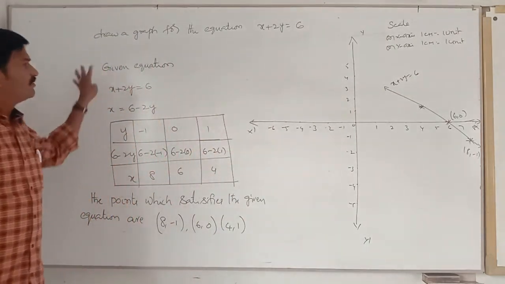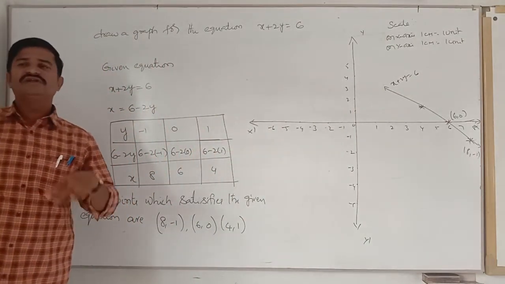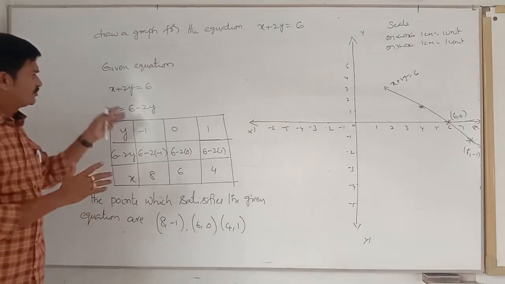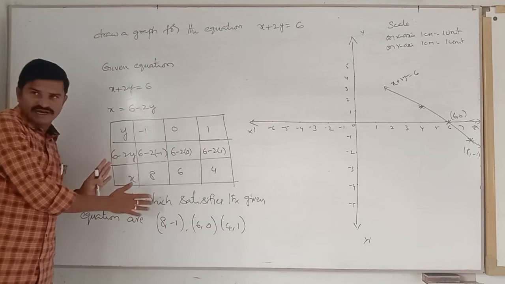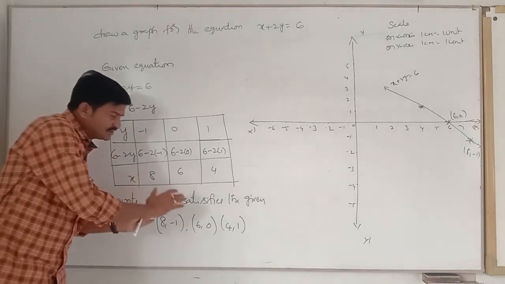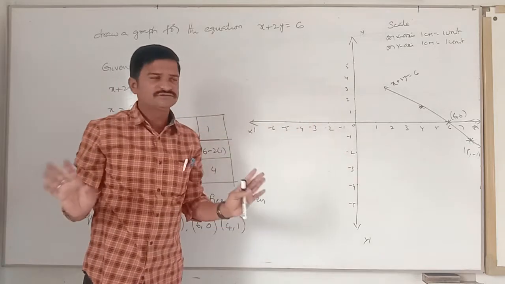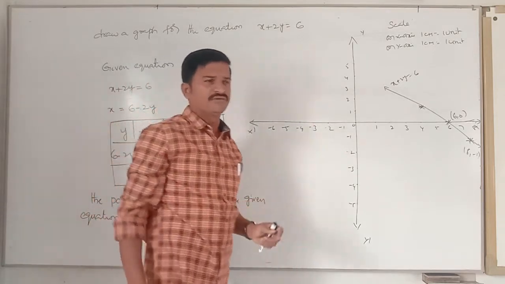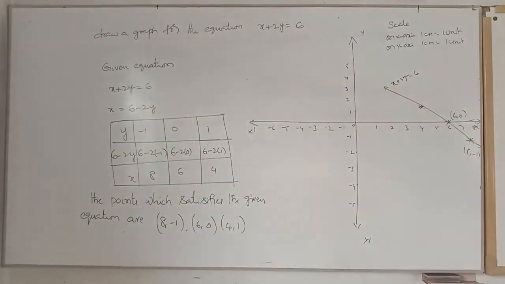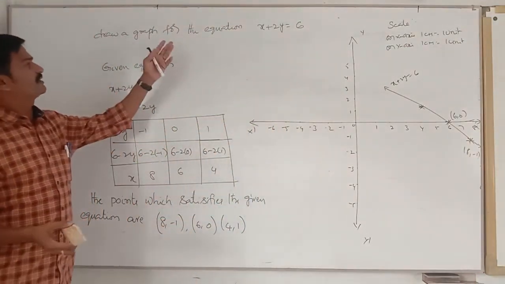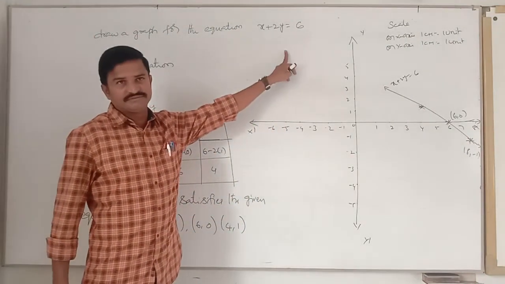This is the way we can draw a graph for a linear equation in 2 variables. Is it clear or not? First you should know how to prepare the points, after that how to plot these points on the graph sheet, and after that joining them. Simple. Clear? Come on, note it down. Okay, children, this is the way we have to draw the graph of a linear equation in 2 variables.